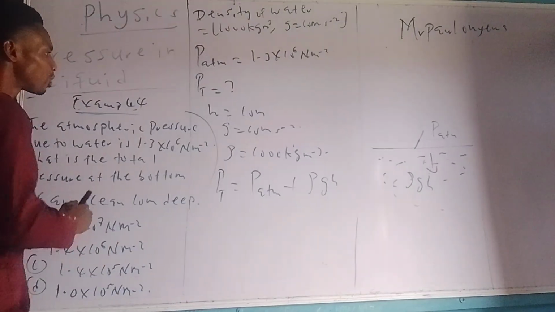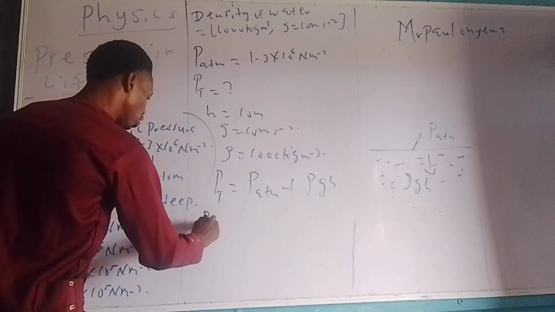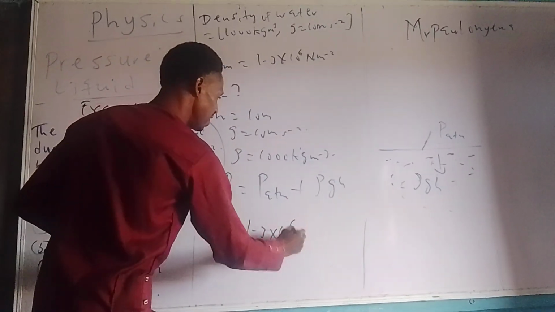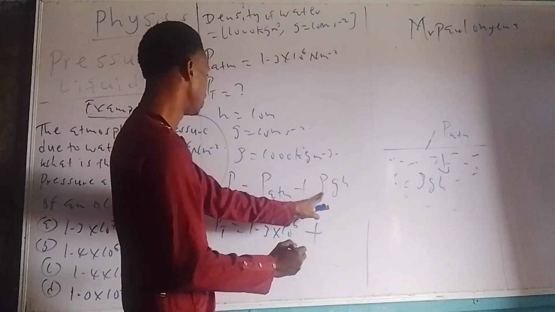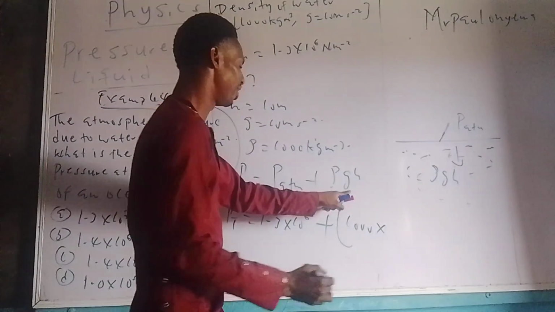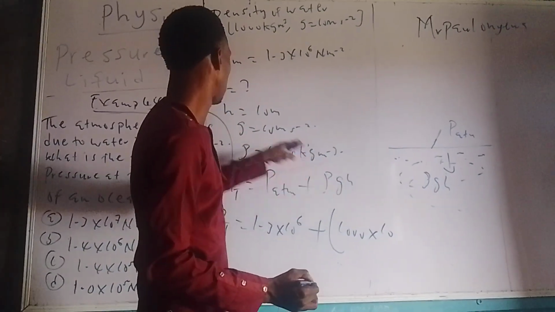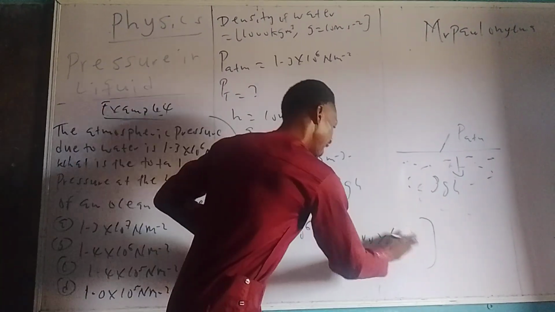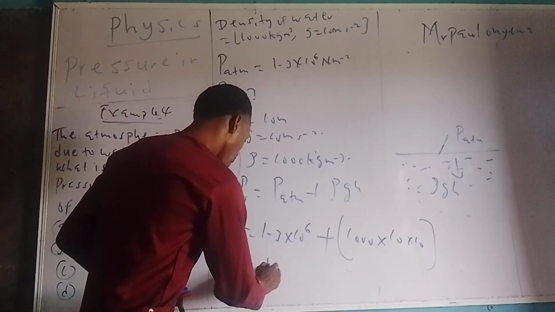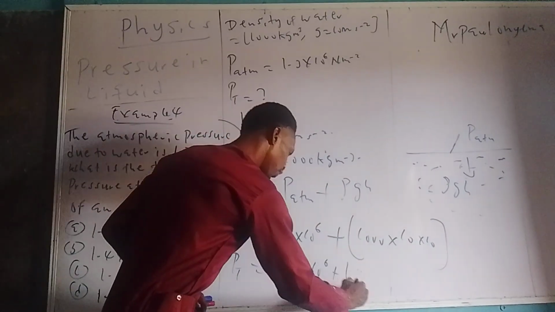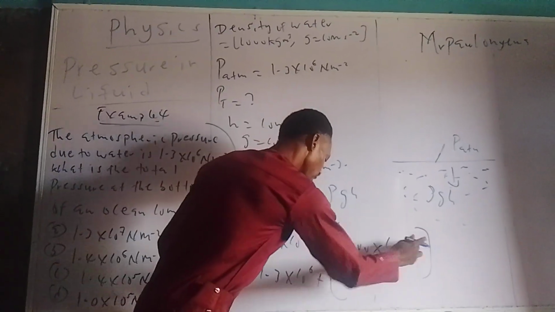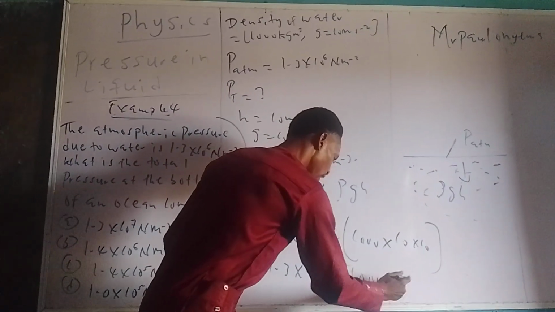Now, let's calculate our total pressure. Our atmospheric pressure given here is 1.3 times 10 to the power 6, plus our density, let me do it in brackets, 1000 times our g, which is 10, times our h, which is 10. So total pressure equals 1.3 times 10 to the power 6 plus 1000 times 10 times 10. Just write 1, 2, 3, 4, 5, just add it.